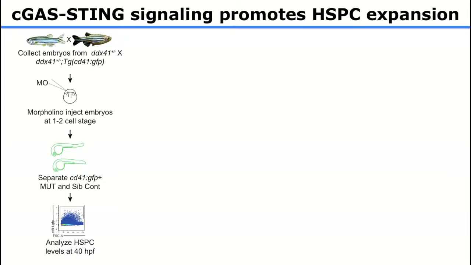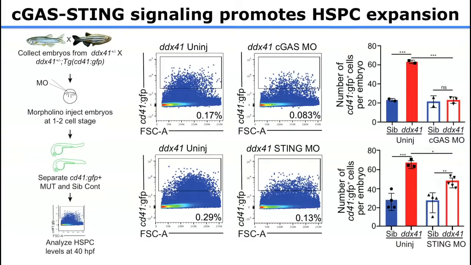It's kind of already known that that's important for that inflammatory pathway, but it isn't going to be important for the HSCs. We know that the R-loops are affecting HSCs. Is this inflammatory pathway also impacting HSC expansion? So we did the same experiment, knocking down cGAS and STING, but now we looked at how this impacted HSC levels.